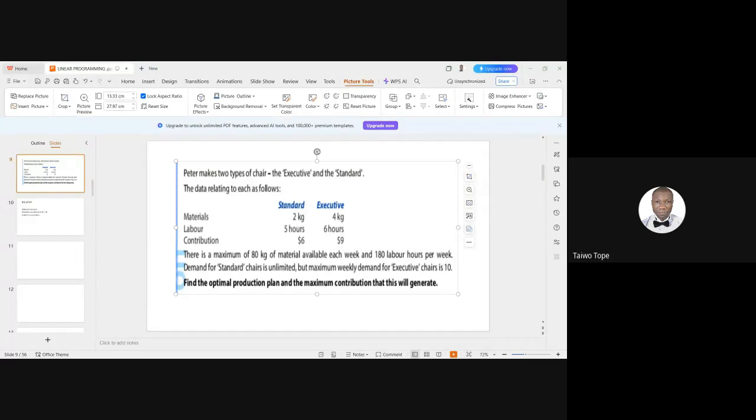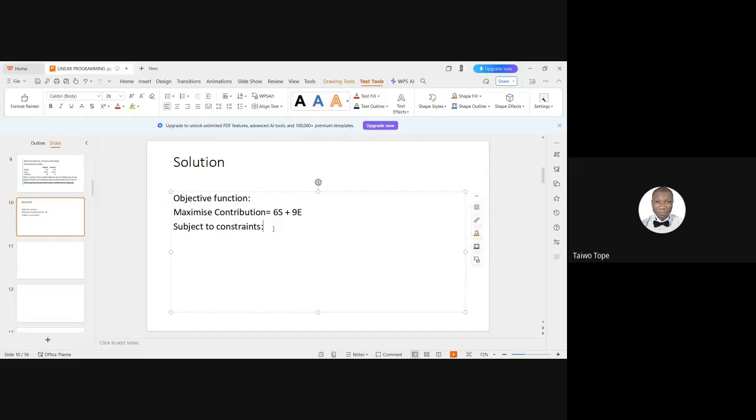So these are the constraints. And in terms of demand, you can only sell 10 executive chairs in a week. So how do we express this in the form of inequality? Hope you can see my screen. At intervals, I'll ask that question.